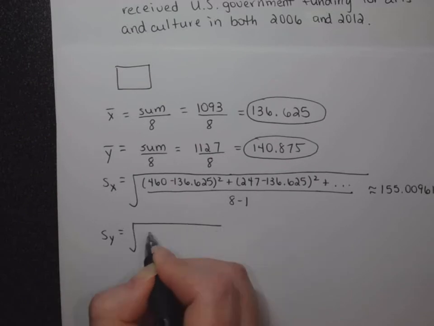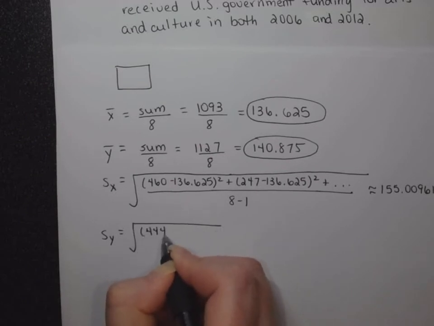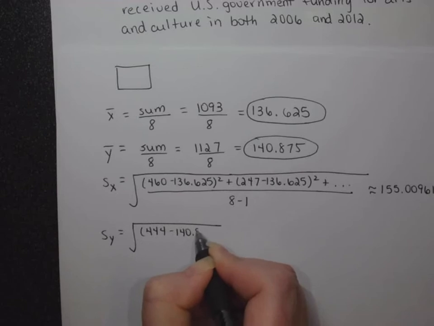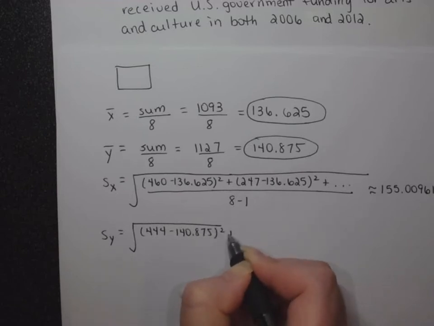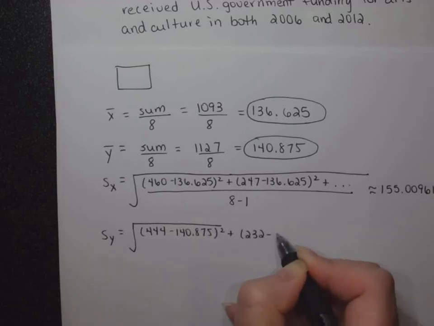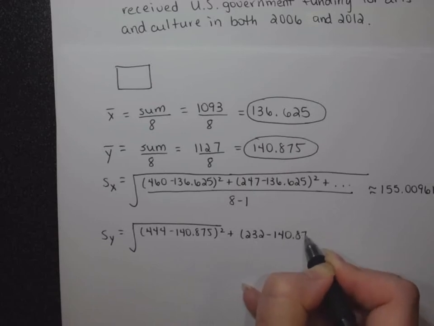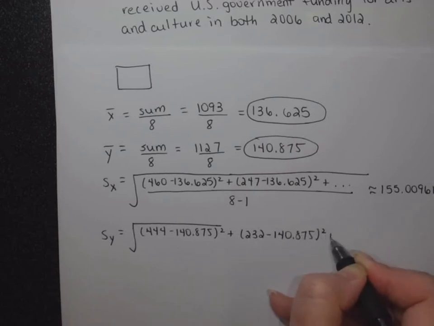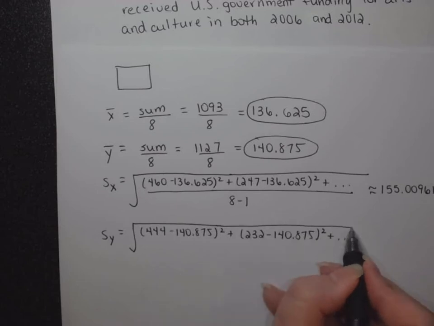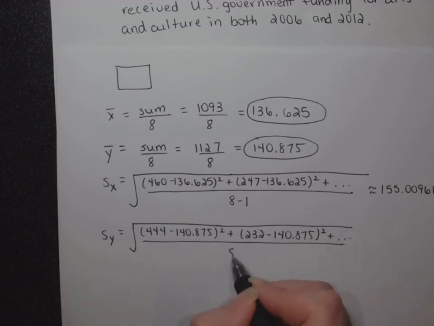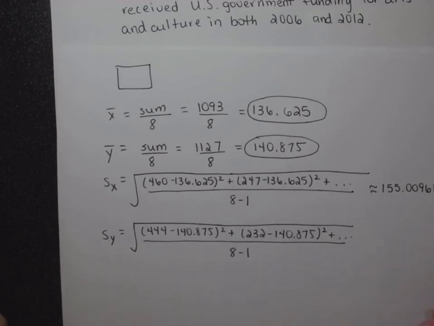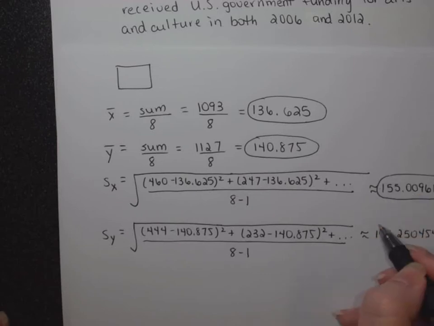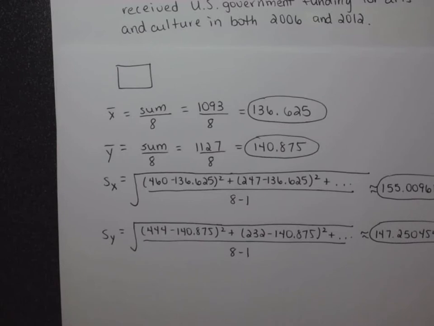Let's do the same for the y's. So first y value minus that average. Make sure you switch to the second average. I've done that before and it's very sad when I get to the long end of my list and realize that I used the wrong mean. I have to start over. But if you work this out, you get 147.2504548. So I'm going to circle these 2.